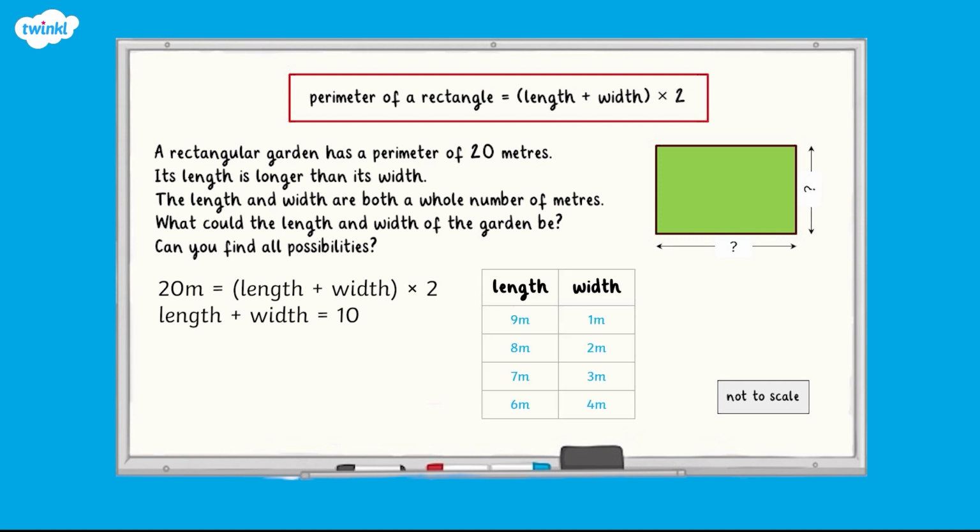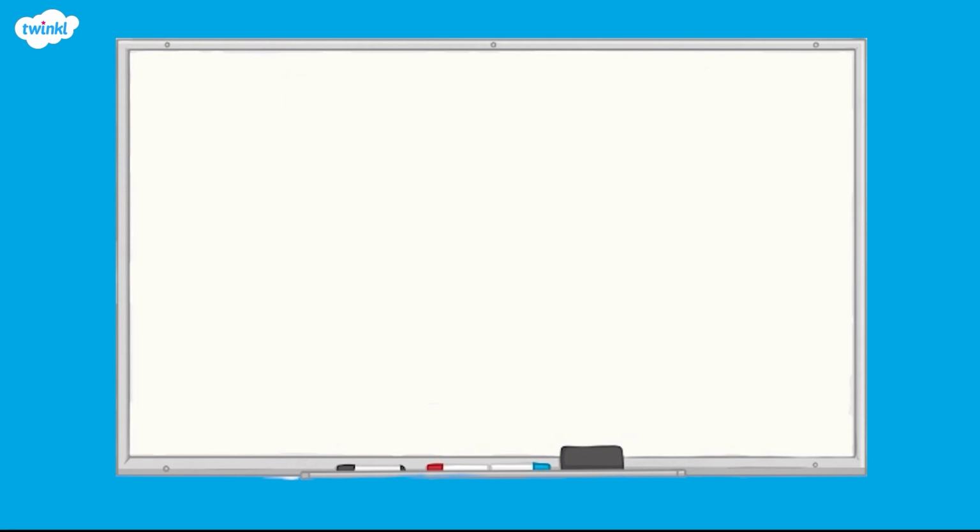You may notice that 5 metres and 5 metres are not on the list of possible answers. This is because although 5 and 5 do add up to make 10, the question said that the length was longer than the width, so it therefore cannot be a square of 5 metres by 5 metres.